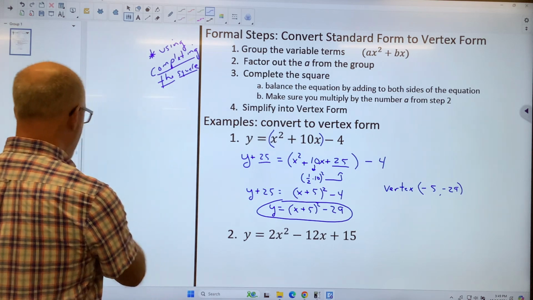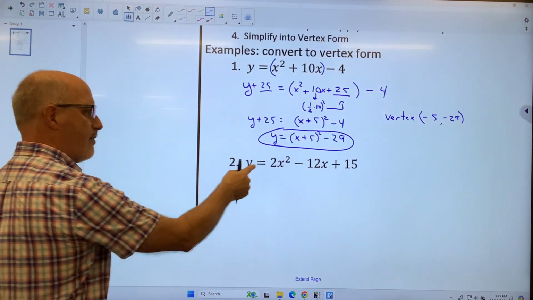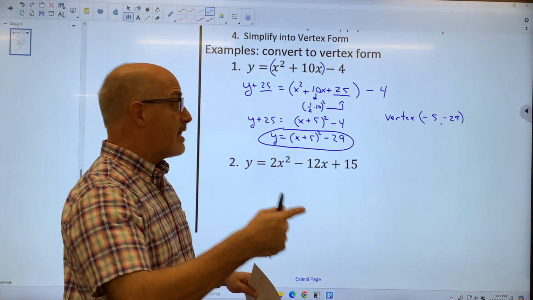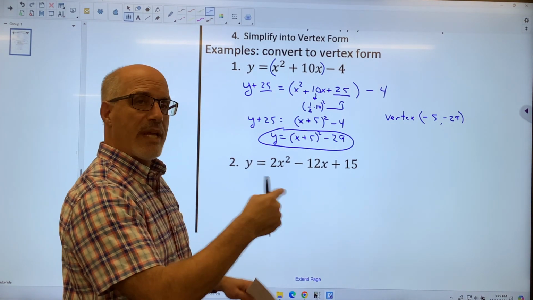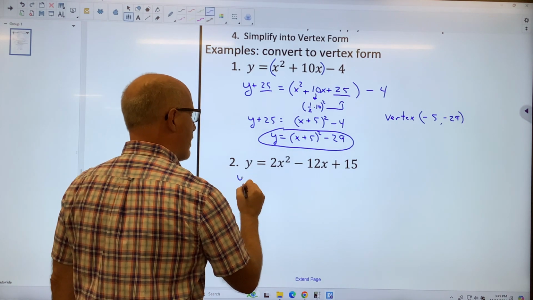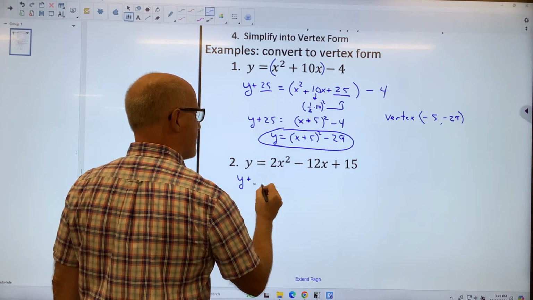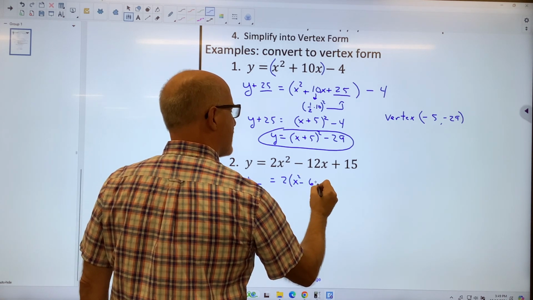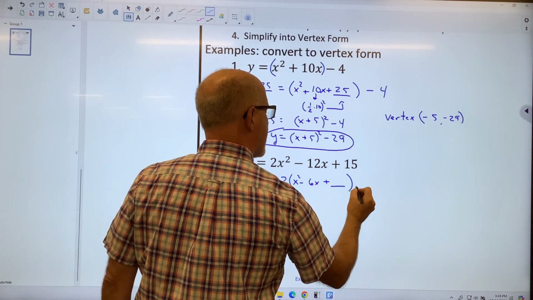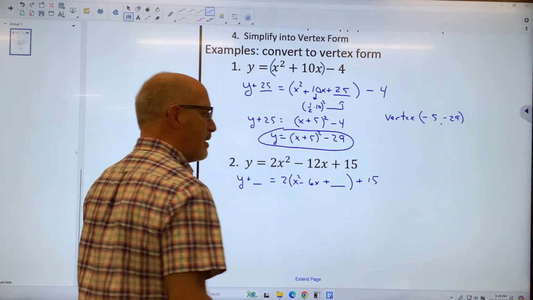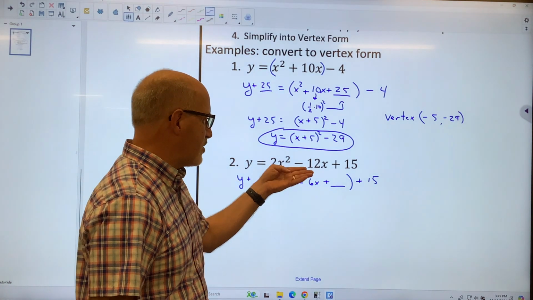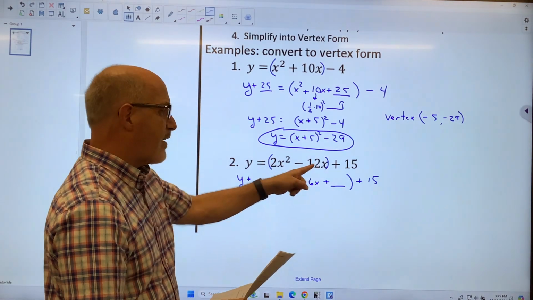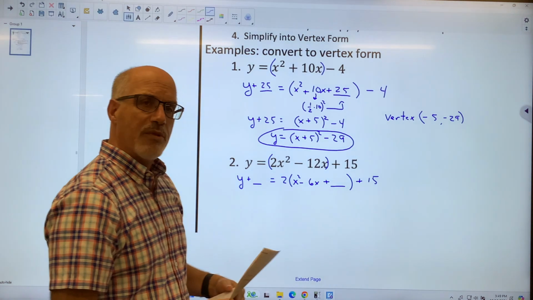All right, let's do one now with a number that's actually in front of the x squared. So this one will be a little more difficult, so watch the extra step when it comes to what we add to both sides. So I'm going to rewrite this. I'm going to leave a space plus a space, and I'm going to factor out the 2 here. X squared minus 6x plus a space. Okay, so what I have here now is I just grouped these two together. So it's taking these two, grouping them together, factoring out the 2, and now I'm going to complete the square.